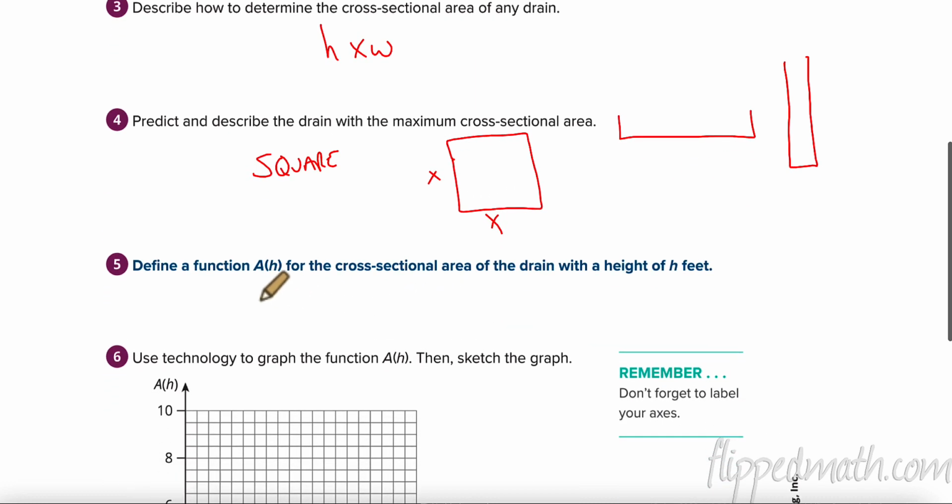Number 4, it says define a function. So we want to find an area function comprised of the area of the drain with the height. Let's take a look. We knew we had to multiply by the height, which is h, and we're going to multiply that by the width. And we know our width was 8.5 minus 2h. All right, so now we have our height and our width.